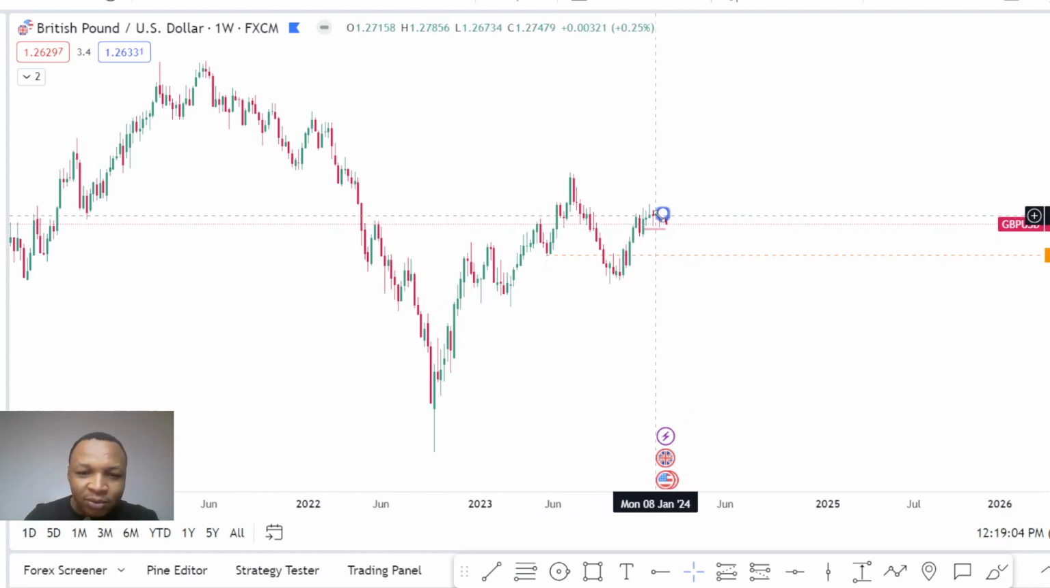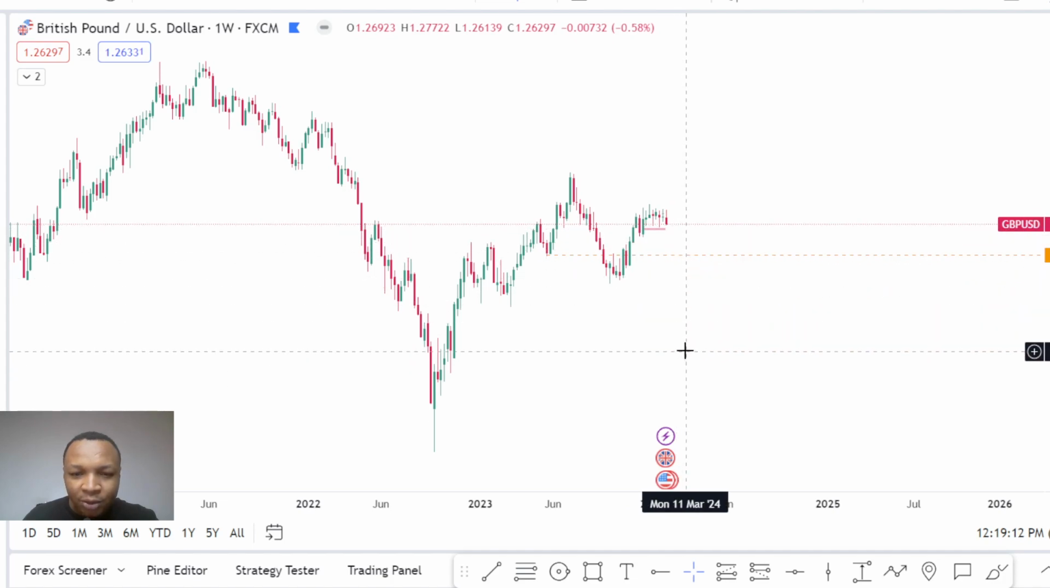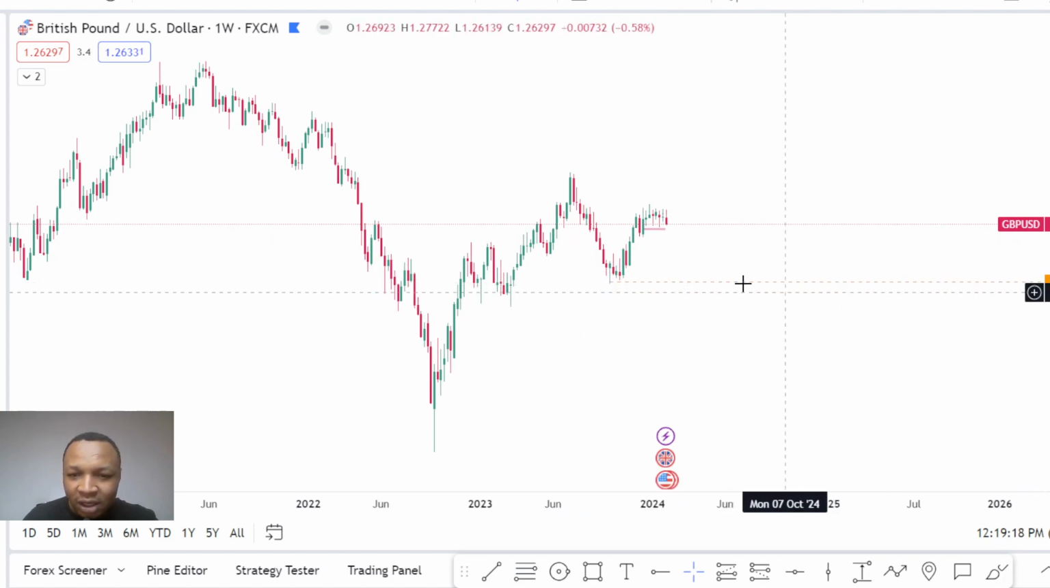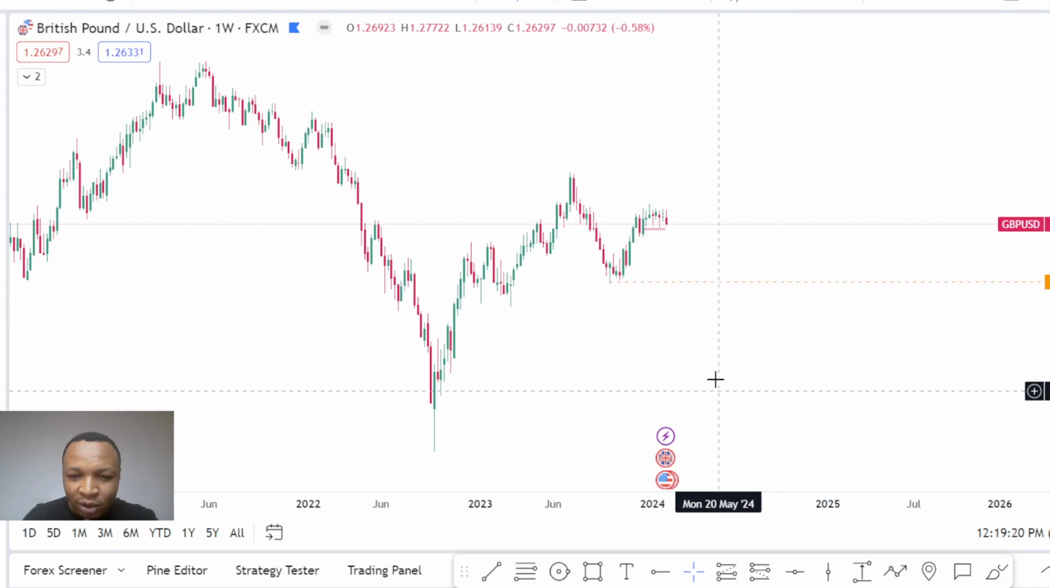However, we saw some deep retracement going into the end of the year last year, and now GBP/USD is looking like it's resuming its sell trend. So we want to see GBP/USD sell all the way to take out this low in coming weeks. So on our weekly analysis, we're anticipating a break of structure on the weekly time frame.